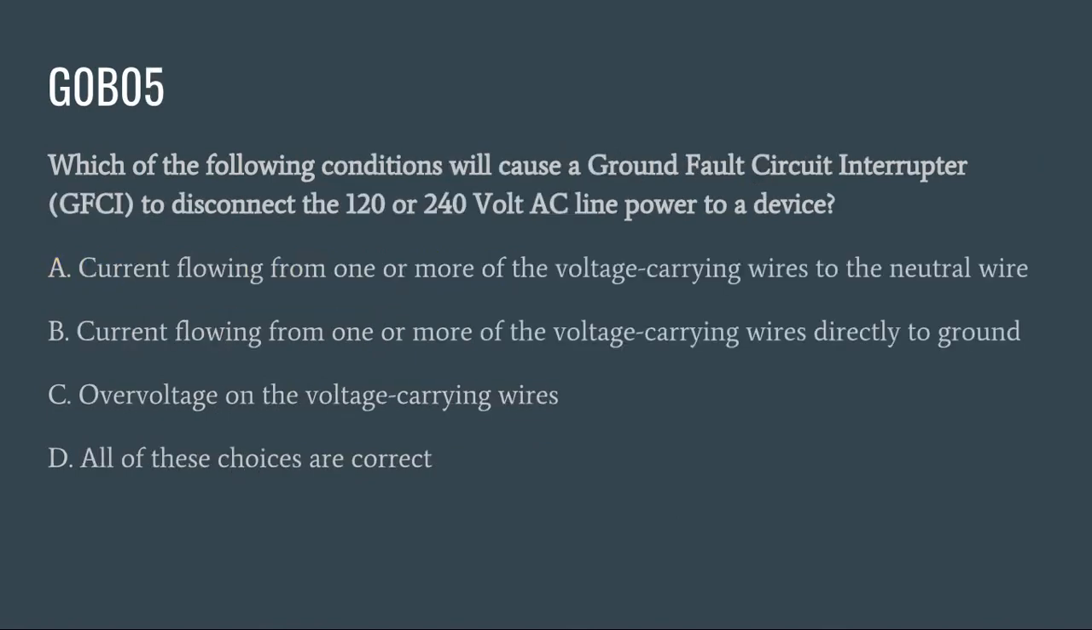G0B05. Which of the following conditions will cause a ground fault circuit interrupter to disconnect the 120 or 240 volt AC line power to a device? A. Current flowing from one or more of the voltage carrying wires to the neutral wire. B. Current flowing from one or more of the voltage carrying wires directly to ground. C. Overvoltage on the voltage carrying wires. Or D. All of these choices are correct. The answer here is B. Current flowing from one or more of the voltage carrying wires directly to ground.